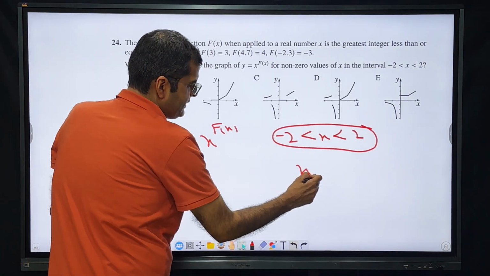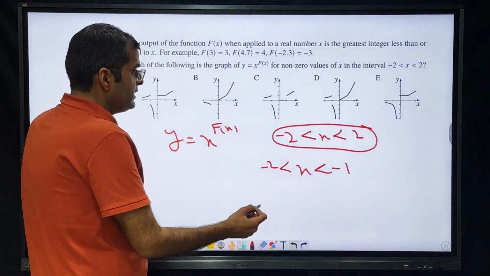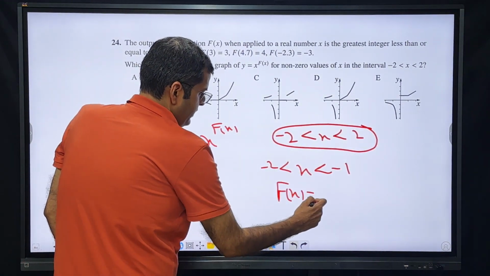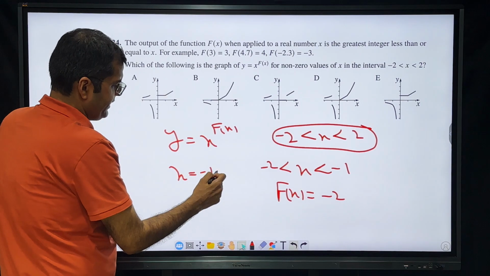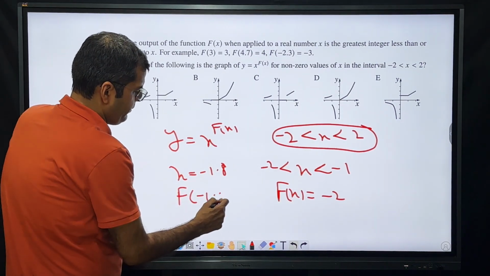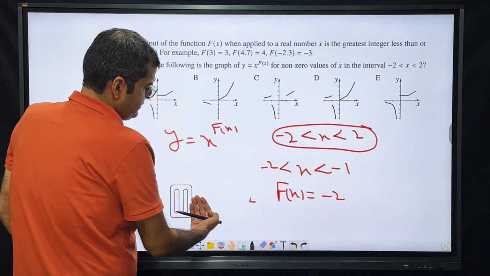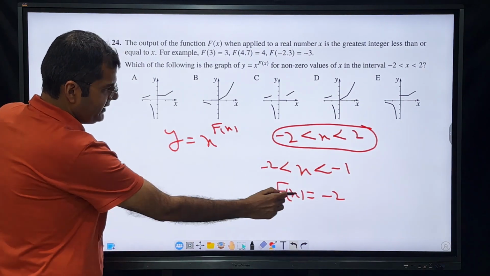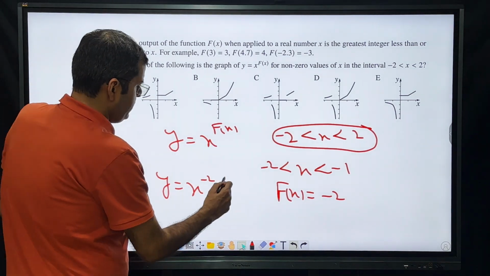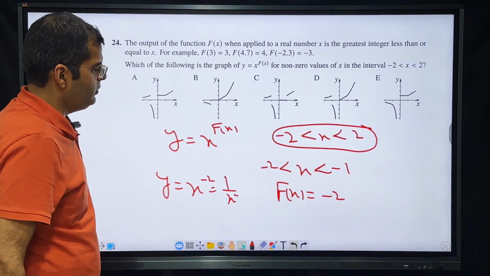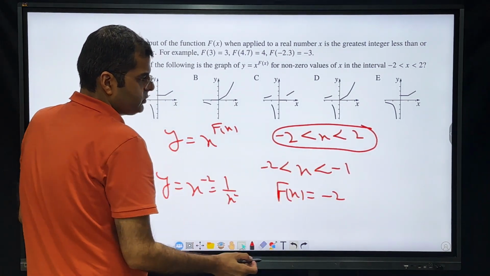First of all, when x lies between minus 2 and minus 1, what will be f of x? f of x will be minus 2. You can take x as, let's say, minus 1.8. What is f of minus 1.8? That will be minus 2, so f of x comes out to be minus 2. Now what will the function be? y equals x raised to minus 2, or 1 upon x squared. That function will look like that, when x lies between minus 2 and minus 1.